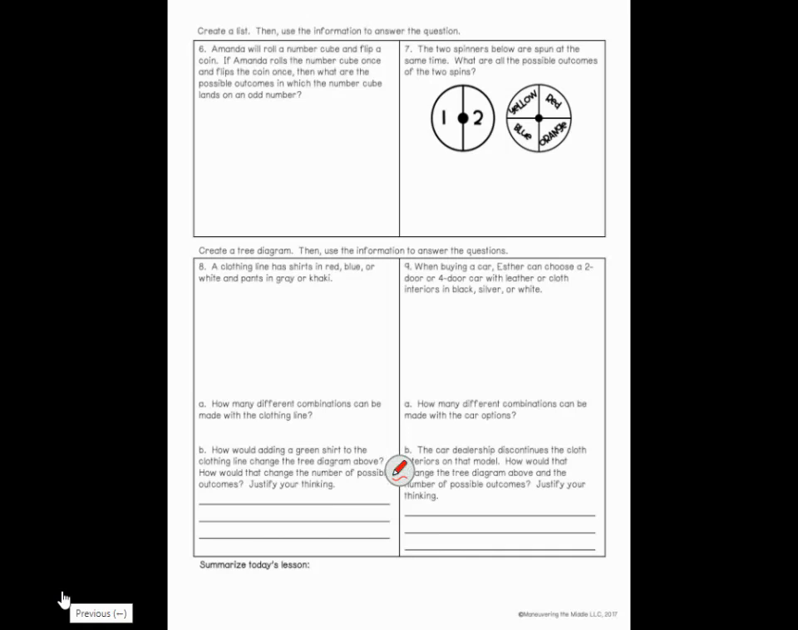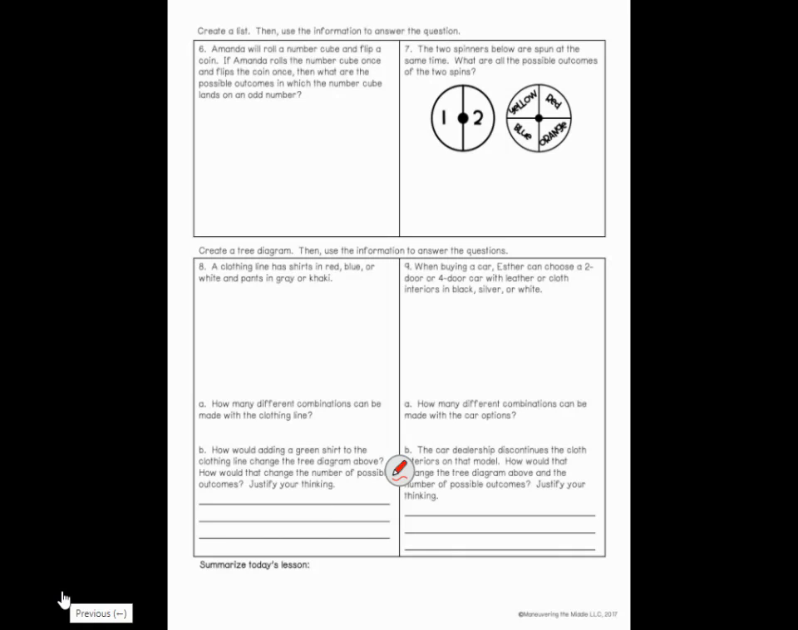If you get it wrong, what you need to do is fix it and identify where you went wrong. So for 7, it says the 2 spinners below are spun at the same time. What are the possible outcomes of the 2 spins? So if you look at the spinner, we know that we have 2 possible outcomes there. And then if we look at the second spinner that has the colors, there are 4 possible outcomes. So we are going to list them. Remember, we're creating a list.